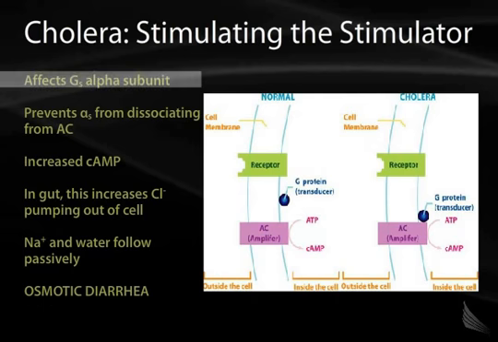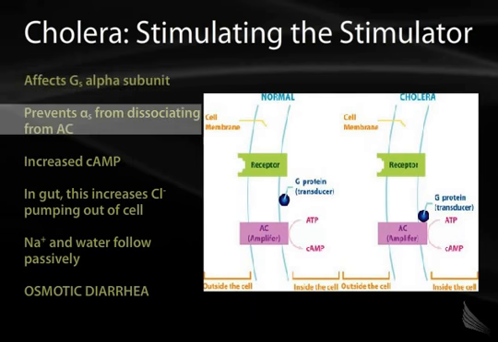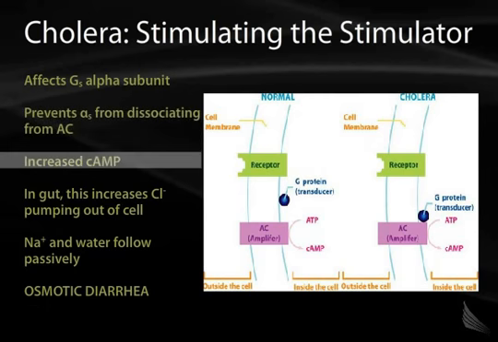So the cholera toxin is going to affect the G sub S alpha subunit, and it will prevent alpha sub S from dissociating from adenylate cyclase. It's important to recognize that under normal circumstances, alpha sub S will only interact with adenylate cyclase for some short period of time and then release from it. The alteration of alpha sub S by the cholera toxin will cause this dissociation to be impaired. Therefore, there will be a large increase in cyclic AMP.